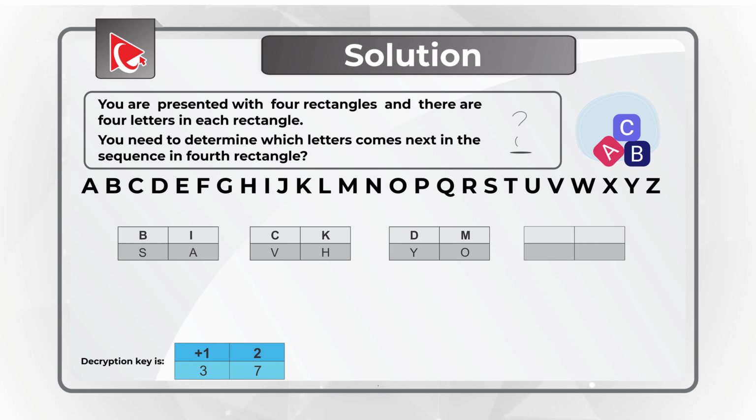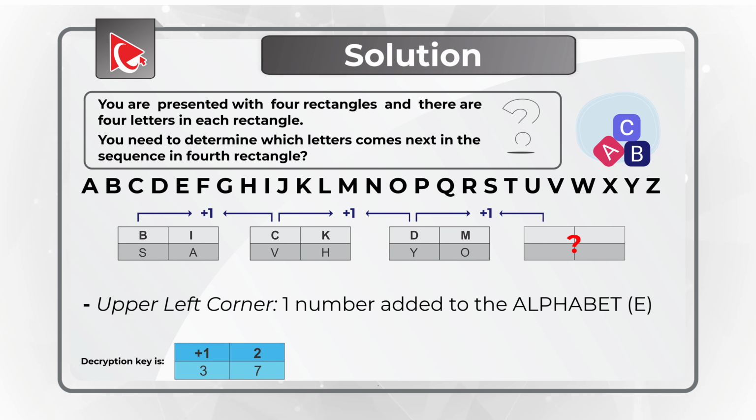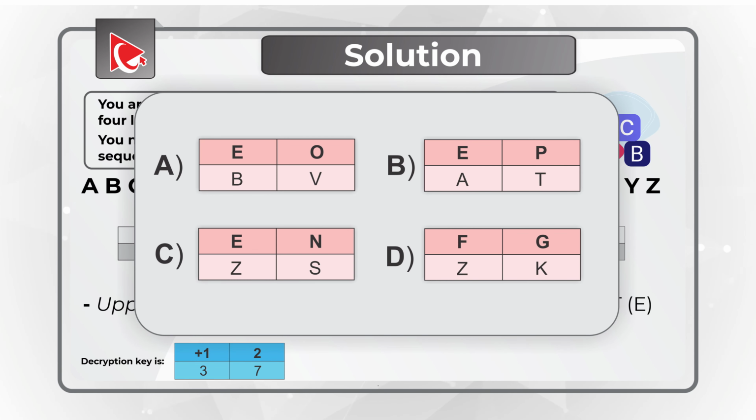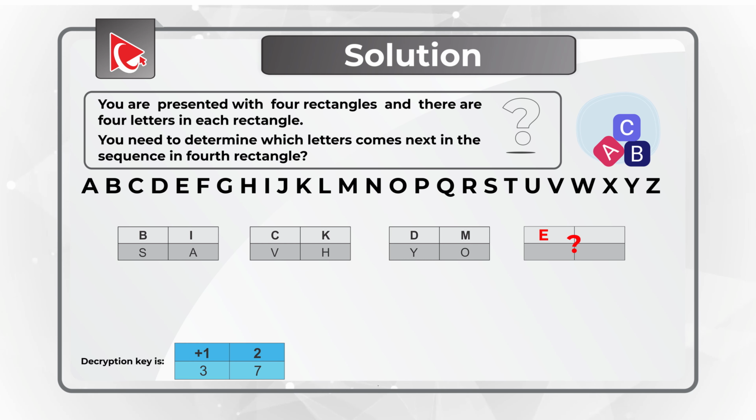Let's look into details. Let's start with the upper left corner of the rectangle and look at the existing sequence. You see that the letters are B, C, D, and they match the English alphabet one to one. So the next letter would be E. But if you look at the set of answers, choices A, B, and C all have letter E in the upper left corner. Now let's look at the upper right corner of the rectangles.